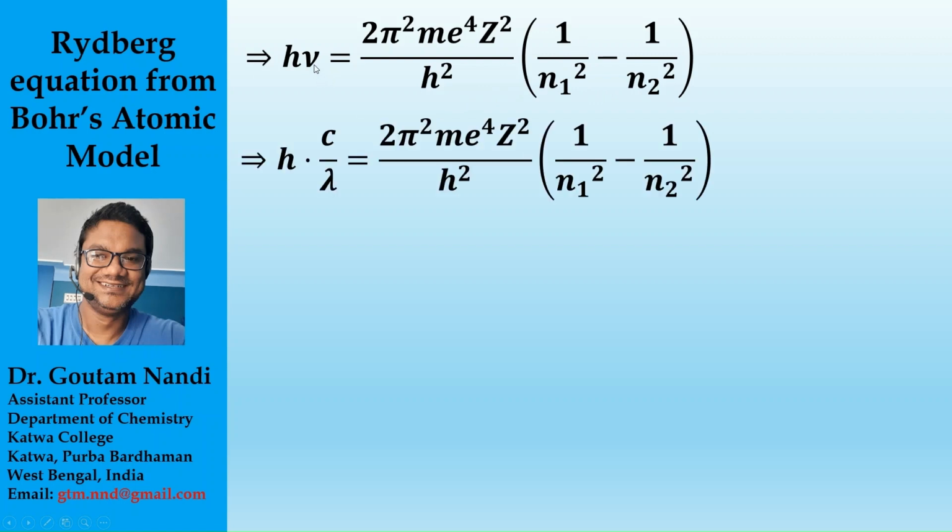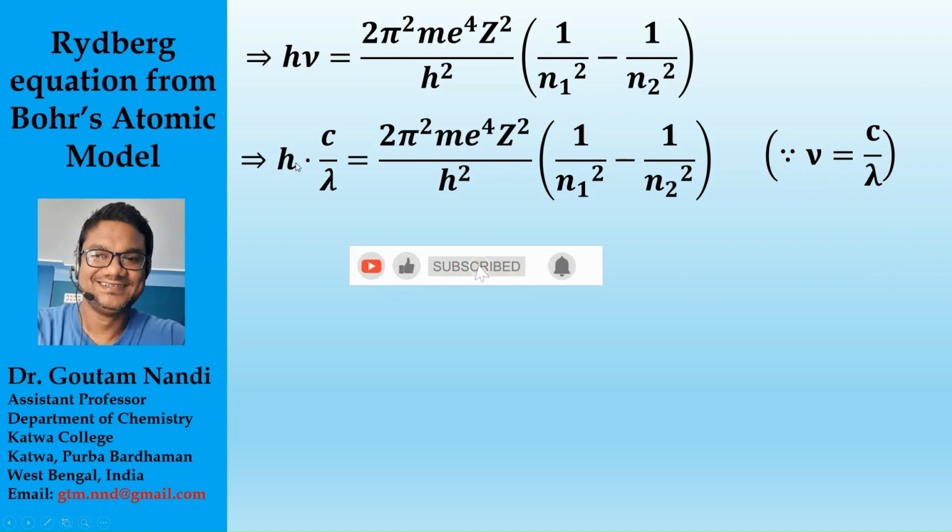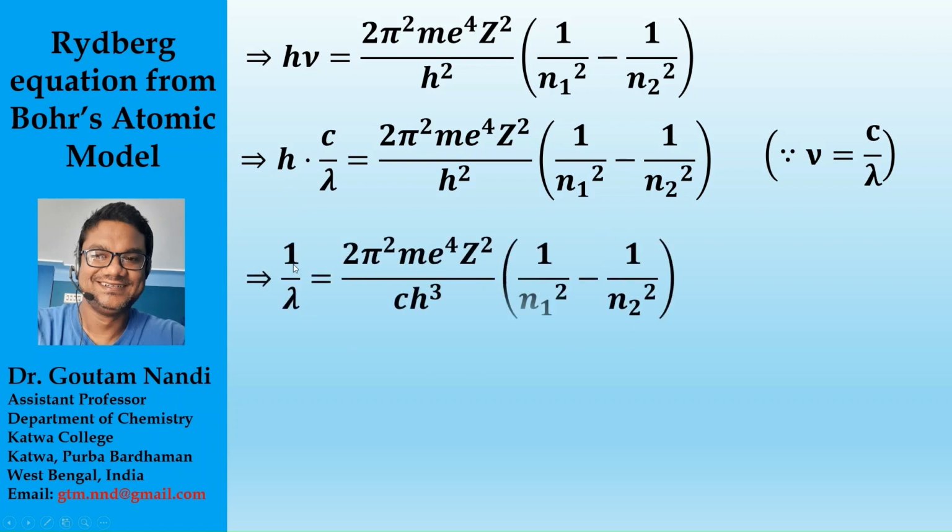Now we can replace the ν value with c/λ, because we already know that ν, the frequency, equals c/λ. c is the velocity of light and λ is the wavelength, as I said earlier. So this hc term we will take to the right hand side. How will it come now? 1/λ = 2π²me⁴Z²/ch³, and this term is the same as earlier.